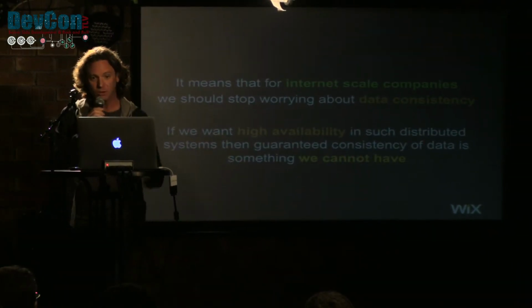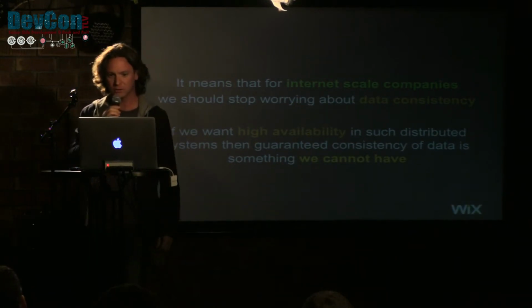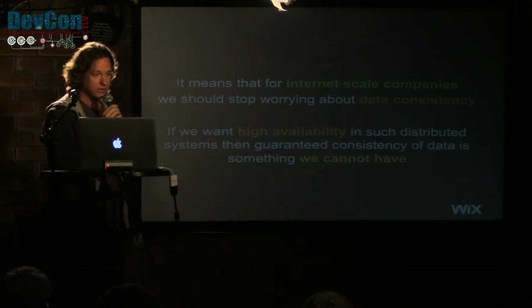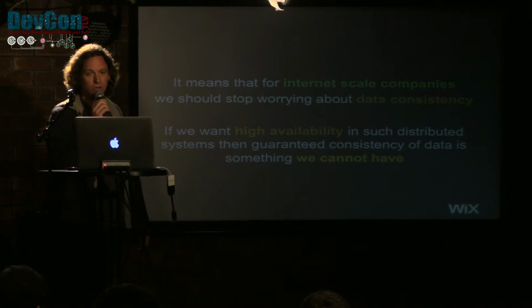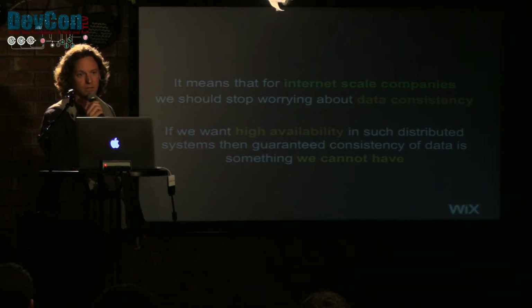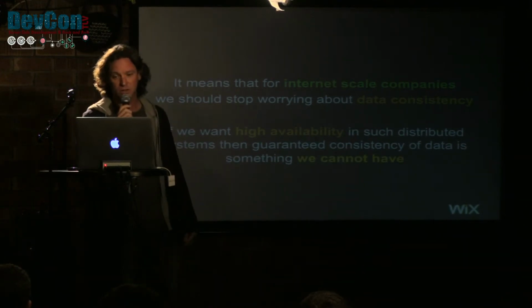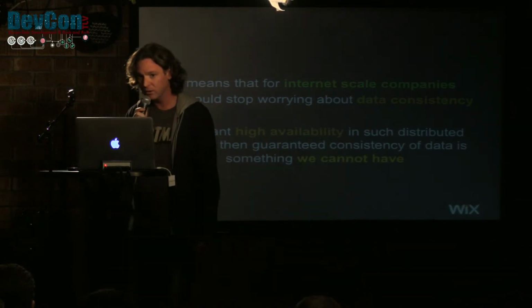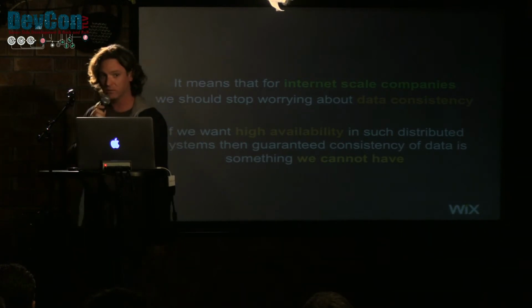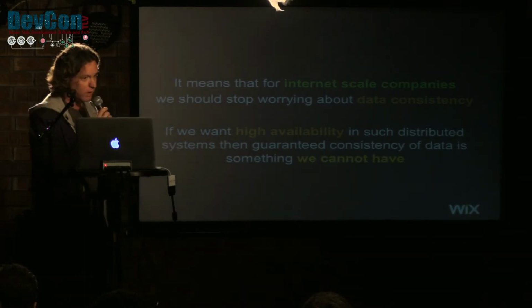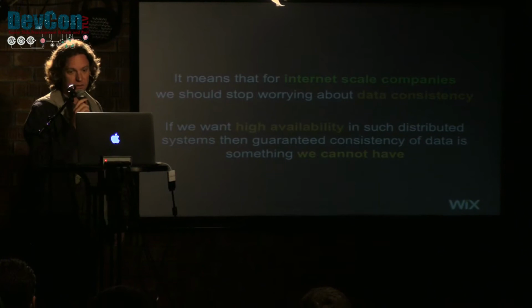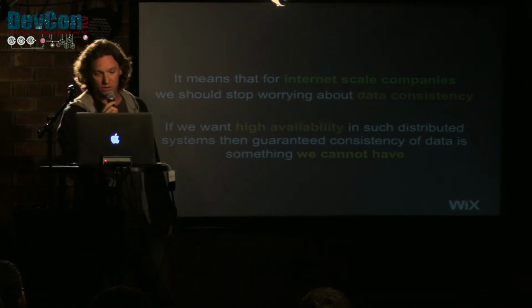Anyway, what all this stuff means in practical terms is that for anything that you're doing which is internet scale, you need to drop data consistency. It's not practical to have data consistency on anything which is internet scale. If you want availability, you want your customers to get a service with those 5, 6, 7 nines, you won't have data consistency.